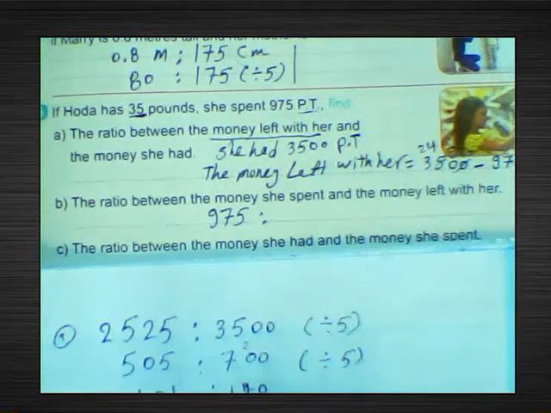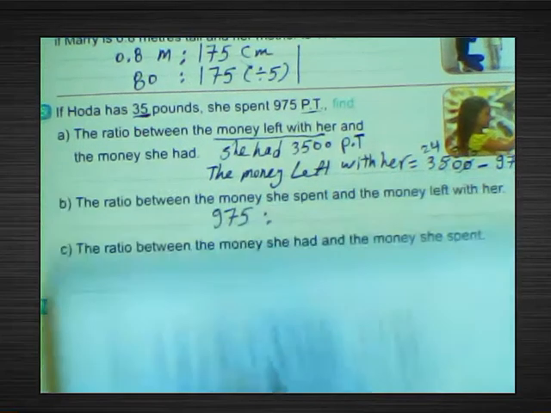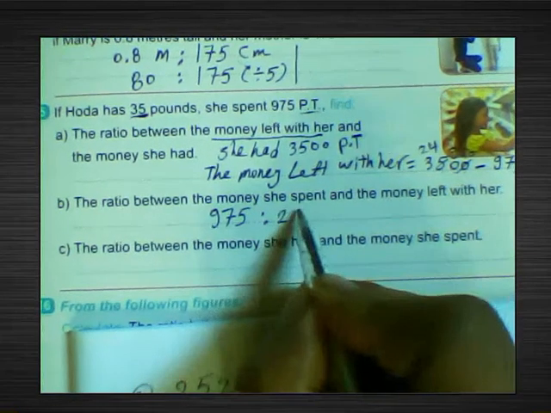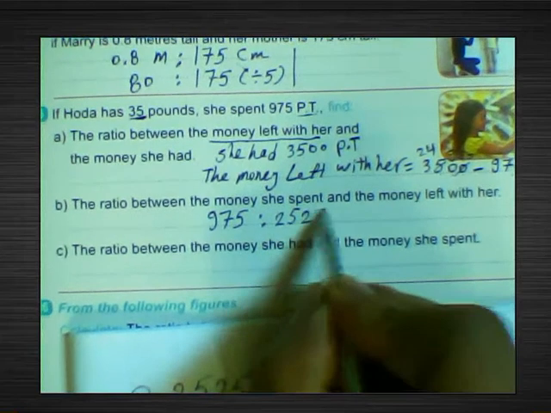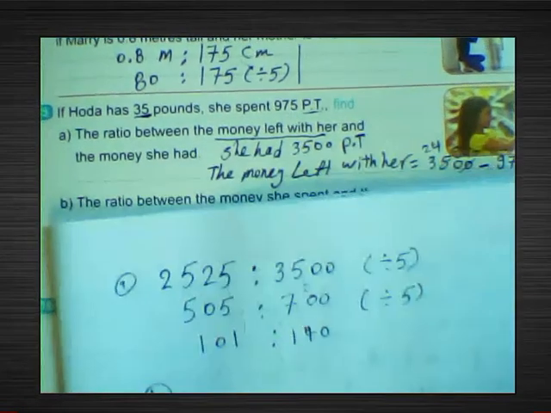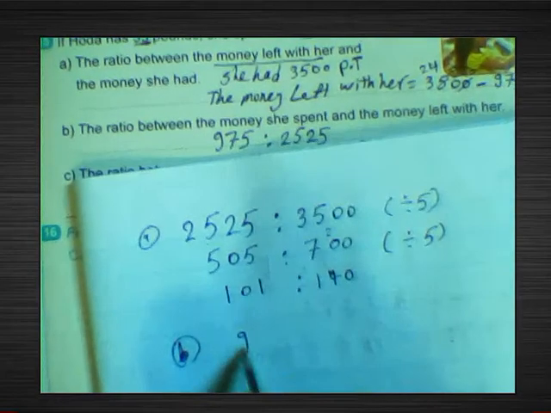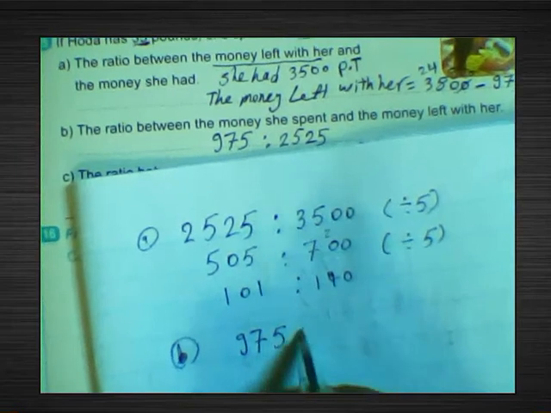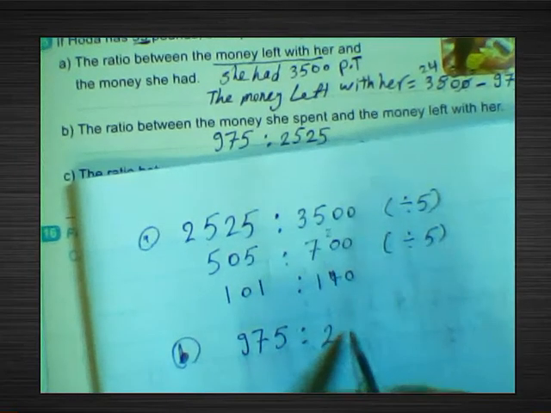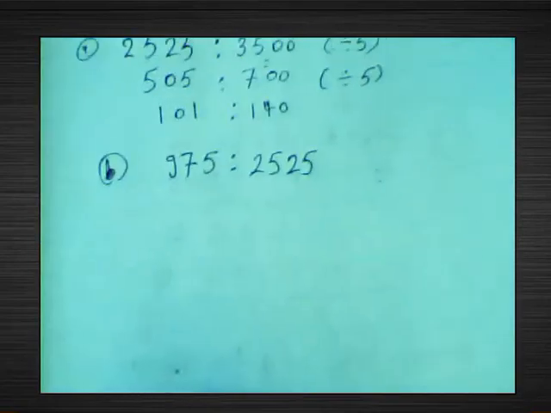It was 2,525. Okay, we'll find the result here in this notebook. 975 to 2,525. We can find the result by dividing by 5.